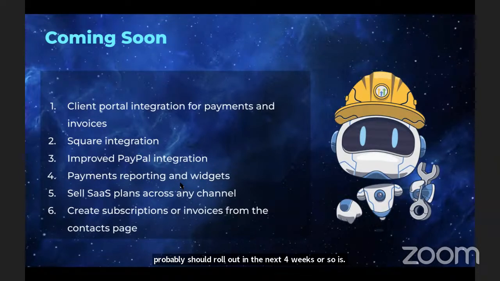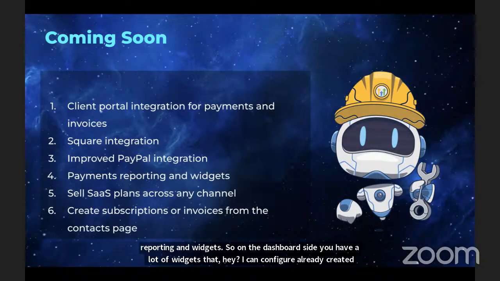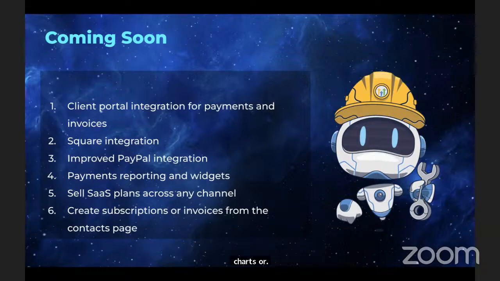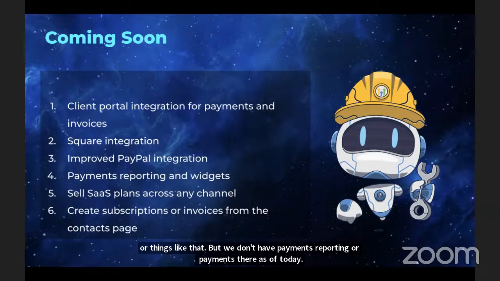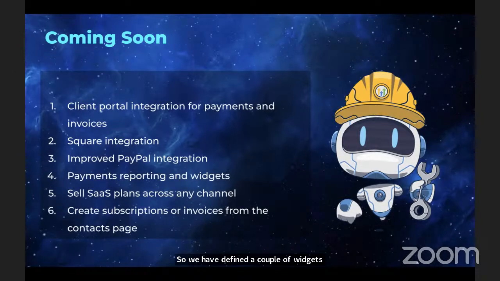So on the dashboard side, you have a lot of widgets that, hey, I can configure already created charts or see how many contacts are created over the time period or things like that. But we don't have payments reporting or payments widgets there as of today. So we have defined a couple of widgets in terms of the sales that you're making, the paying customers that you have, the most purchased products, or the coupons redemption graphs or something like that. So they will soon be available on the dashboard reporting as well.